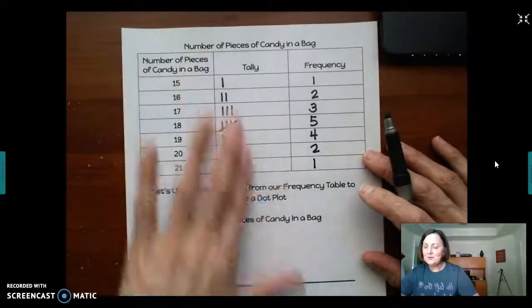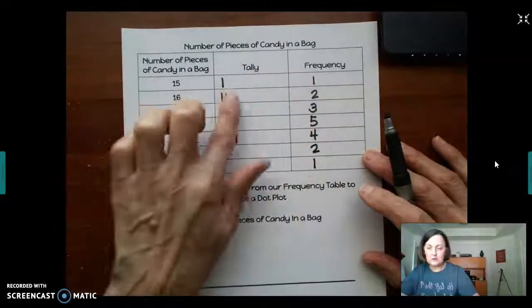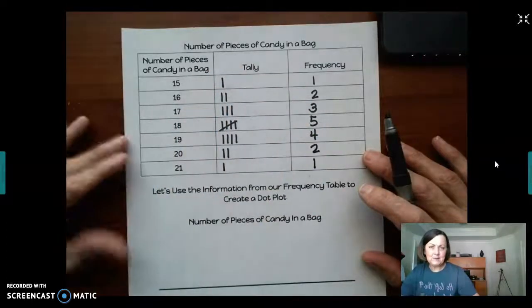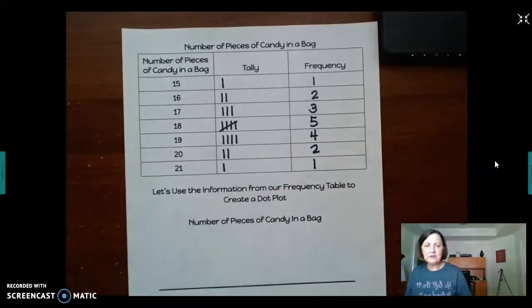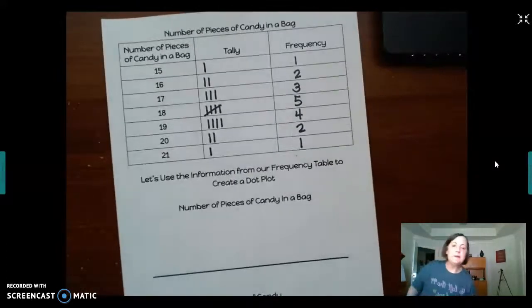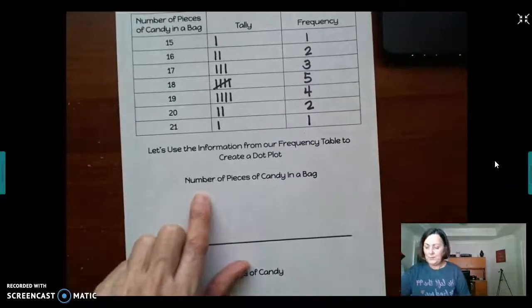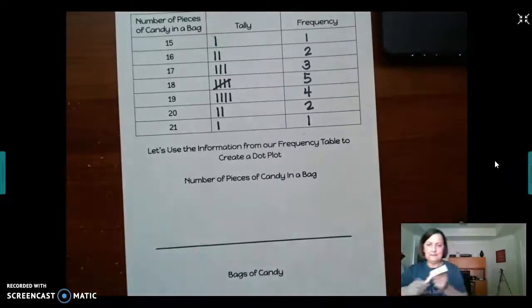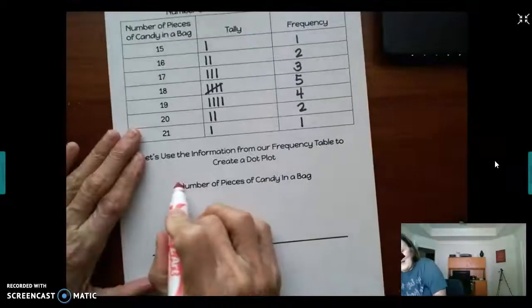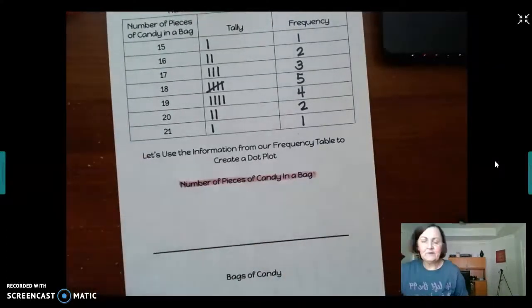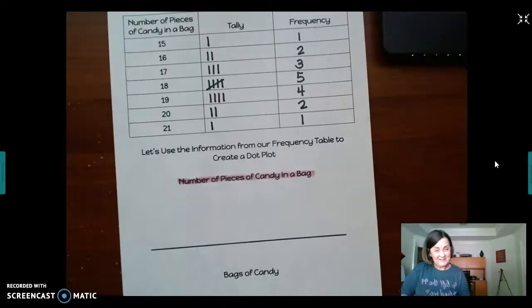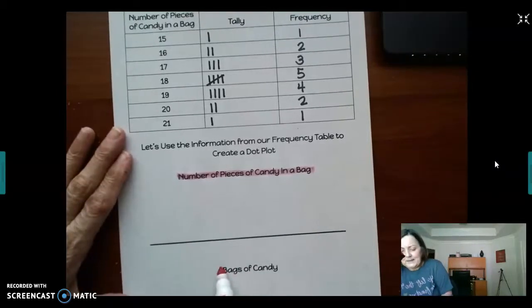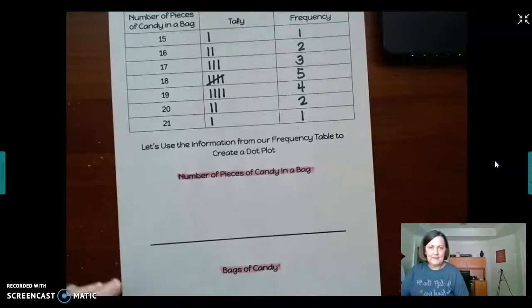So once you did your tally marks, you created your frequency chart, which is basically the same exact thing as your tallies. It's just in standard form. So let's use this information from our frequency table to create a dot plot. So this is our title. That's very important to pay attention to your labels. That's going to help you understand when you get to have to answer questions about graphs. You need to pay attention to your labels. And down here, we're going to call this the bags of candy.